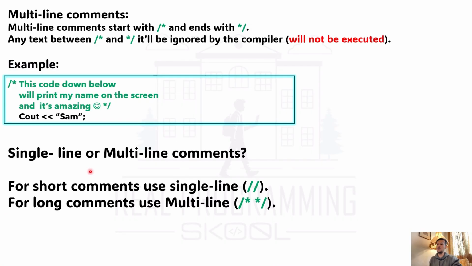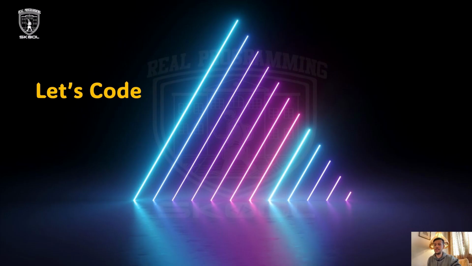Before we go to the code, which one do I use, single line or multi-line comments? For short comments, like one sentence or one line of text, use single line, double forward slash. For long comments, use multi-line. And now let's go to the code and see these comments.